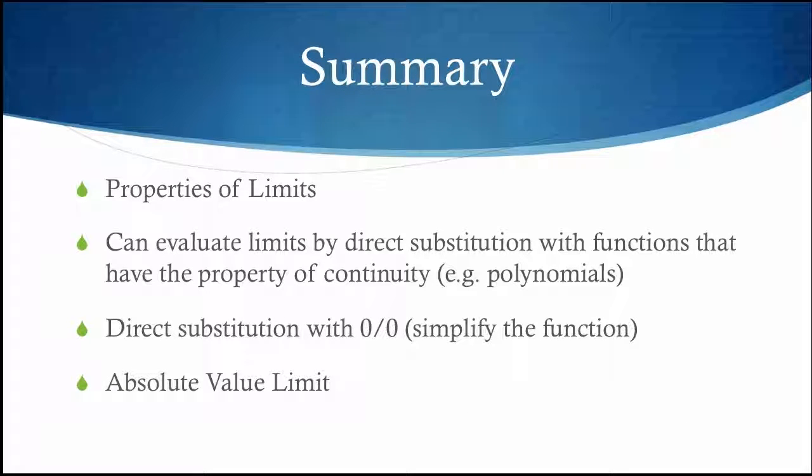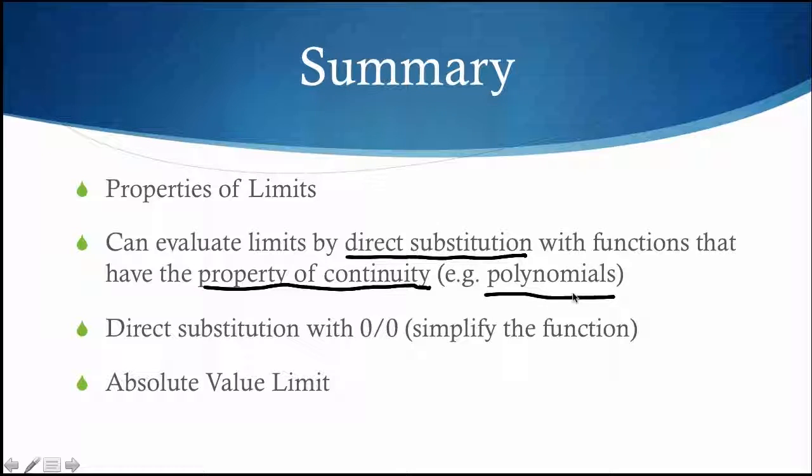Okay, so let's summarize what we've been doing. We talked about the properties of limits, and we use these properties in order to evaluate the limits, right? So we've done a couple examples with properties. We've also used these properties in order to determine that we can do a direct substitution with these limits as long as the functions have the property, and we said that the specific property that they need to have is continuity. And polynomials are continuous everywhere, and therefore we can do a direct substitution with no consequences whatsoever.